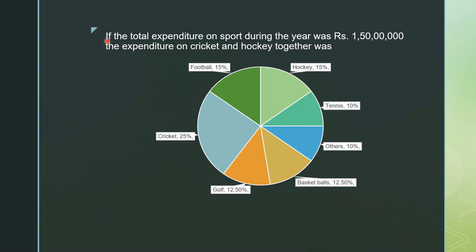So what is the question? If the total expenditure on sport during the year was 1 crore 50 lakh, then what is the expenditure on cricket and hockey together? And the options are rupees 60 lakh, rupees 50 lakh, rupees 37 lakh 50,000 and rupees 25 lakh. So what is the correct option?